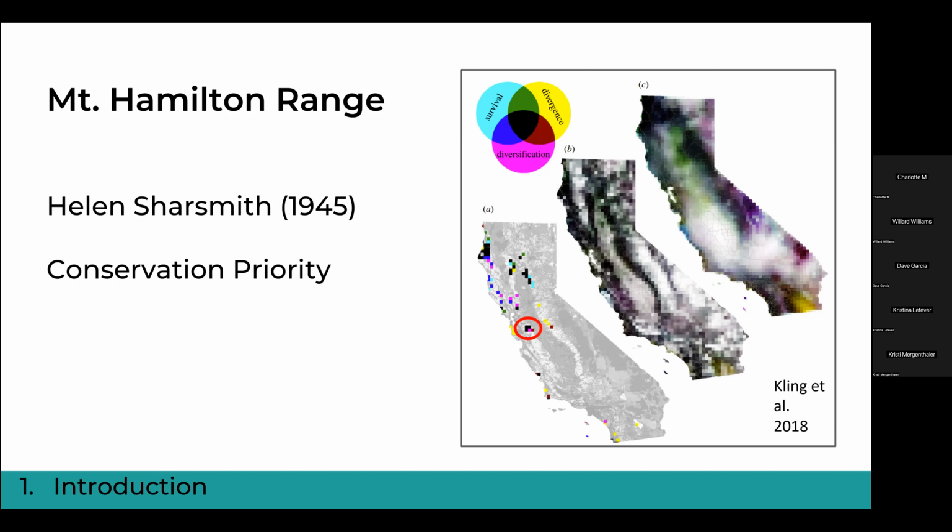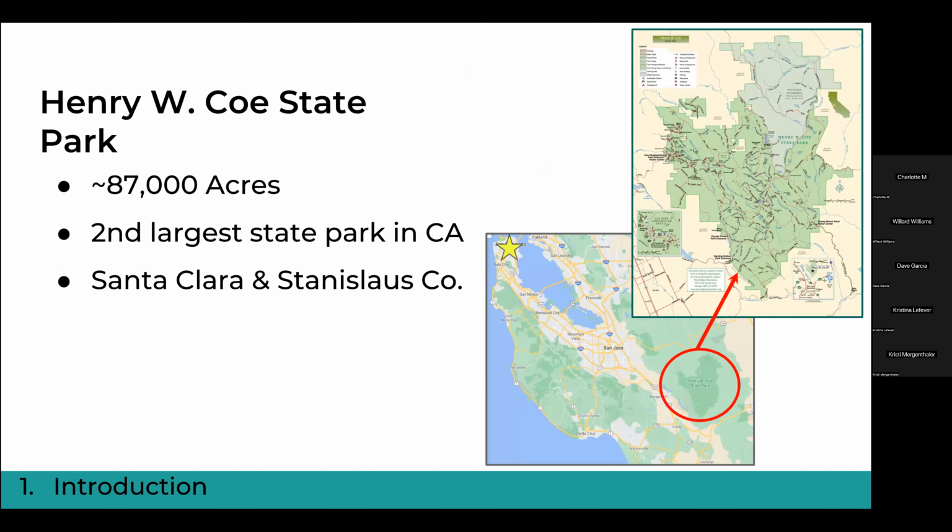But anyhow, later on, in 2018, Kling et al. looked at conservation priority of vascular plants in California. And this group looked at three different metrics: diversification, divergence, and survival. And would you know it, there is a hotspot for all three of these metrics right in the Mount Hamilton Range. So for these two reasons and all the reasons I stated before, Henry W. Coe State Park makes a great study site for looking at bryophytes and for studying the diversity and the floristics in this area.